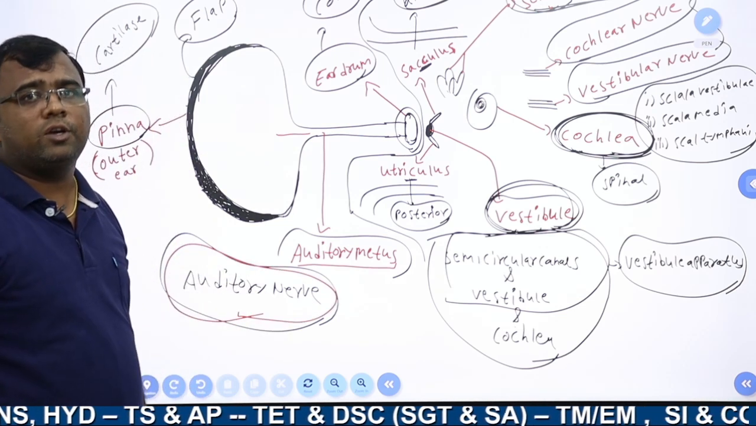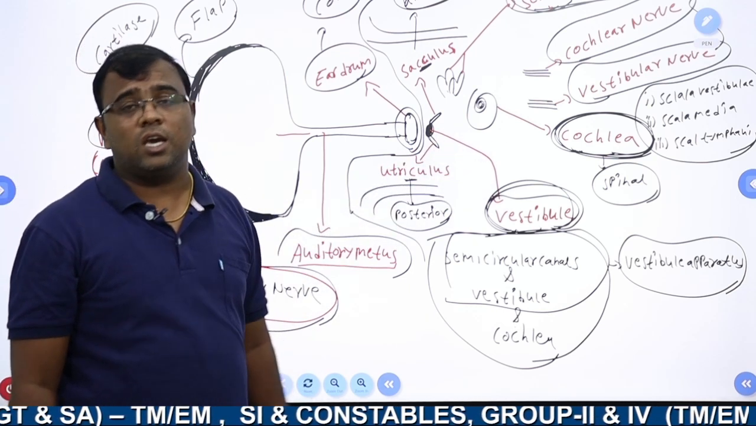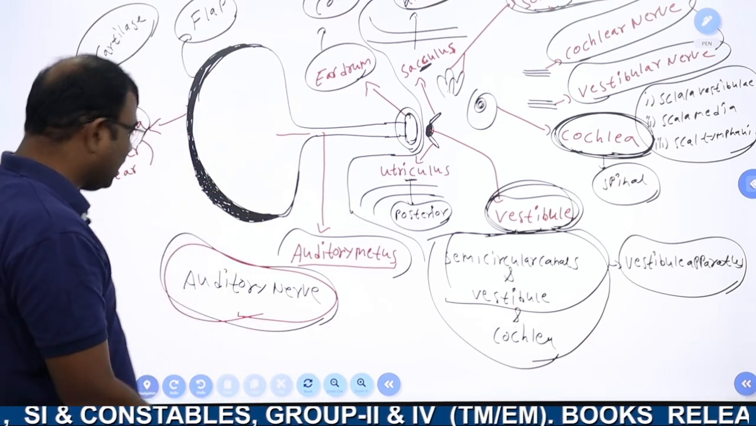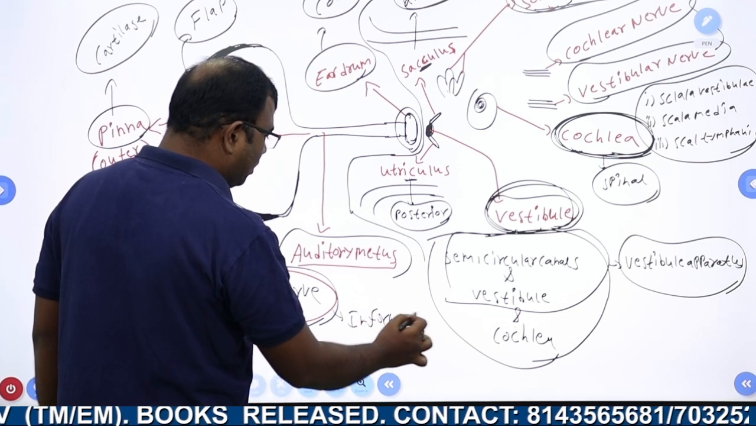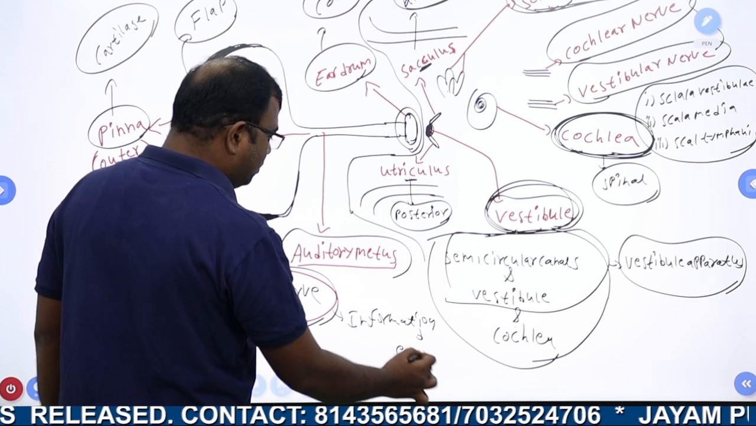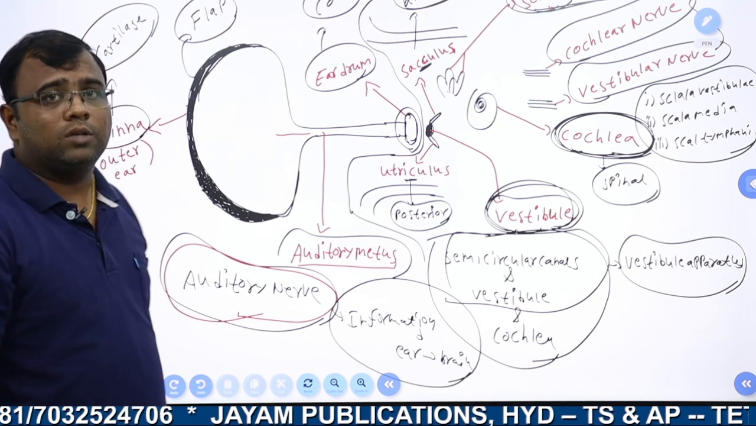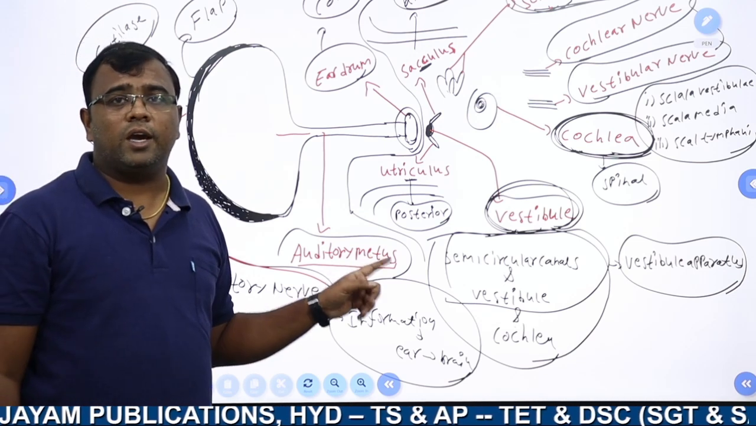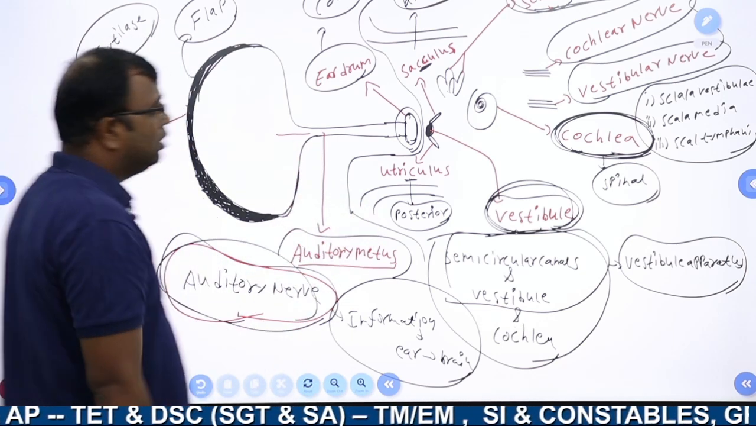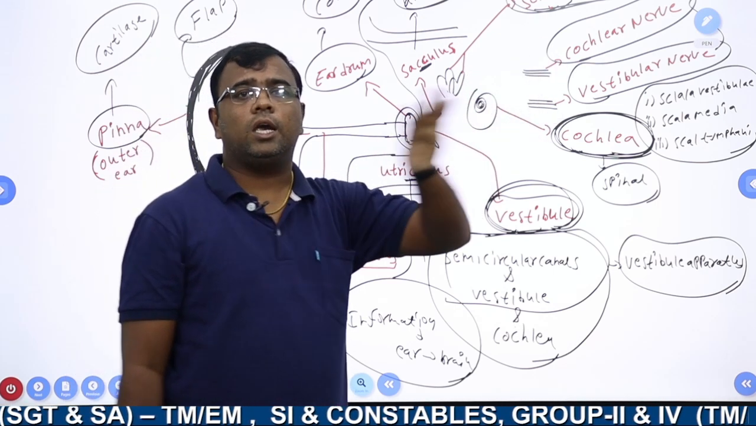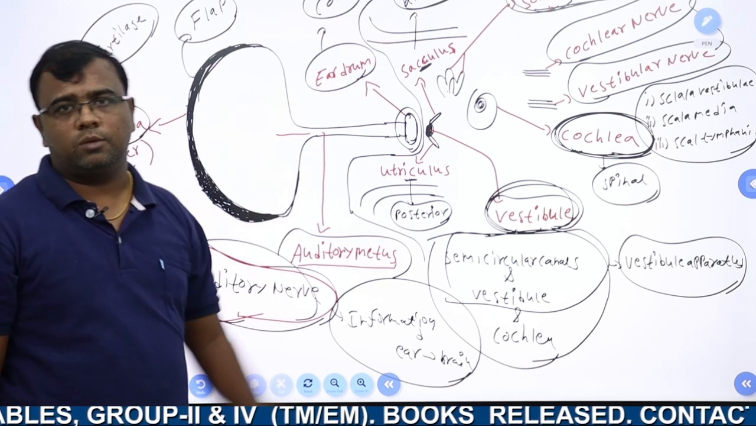What is the function of the auditory nerve? The auditory nerve's function is to send information from the ear to the brain. This is the auditory nerve. Which part of the ear is this? The inner ear also. The total ear topic is completed.